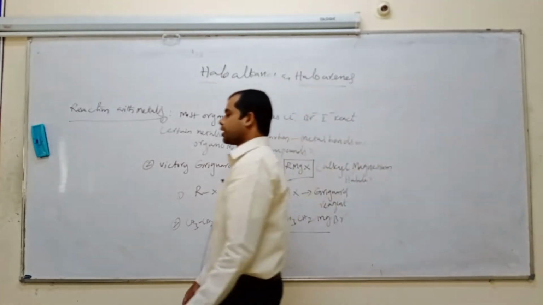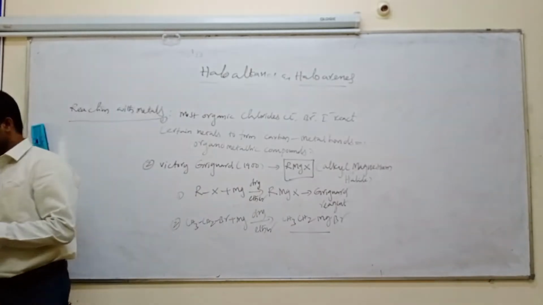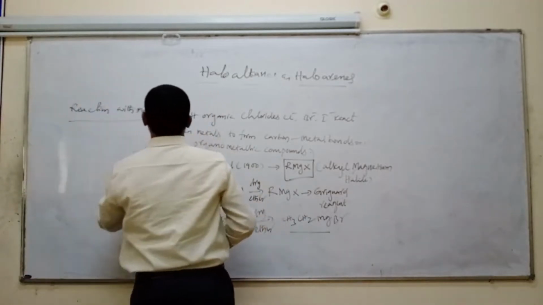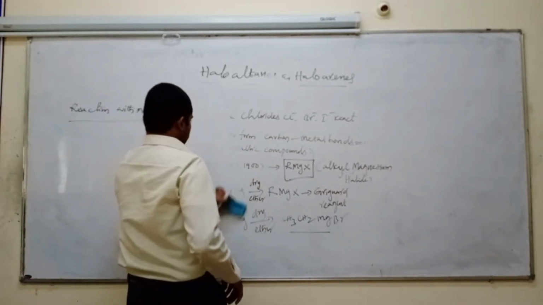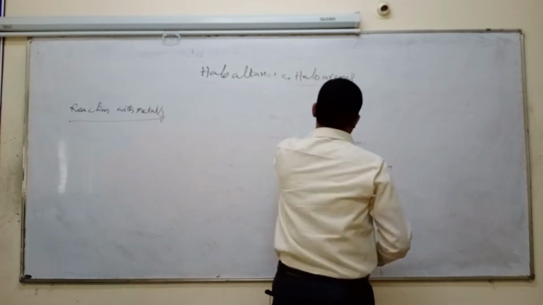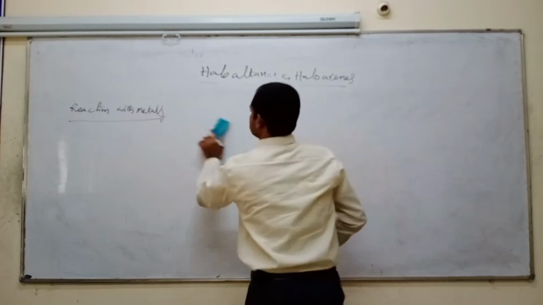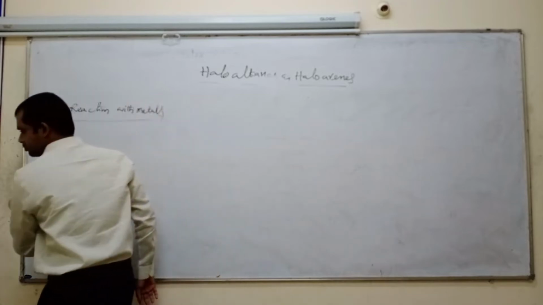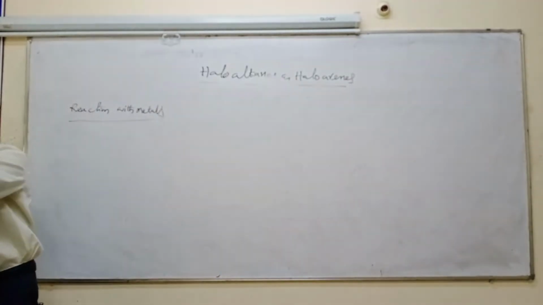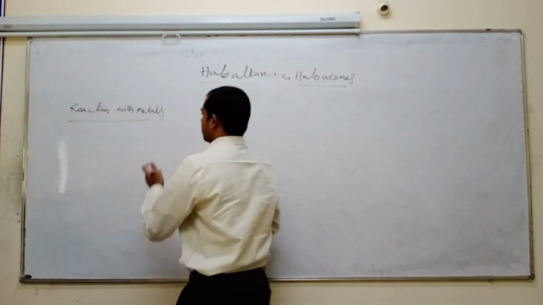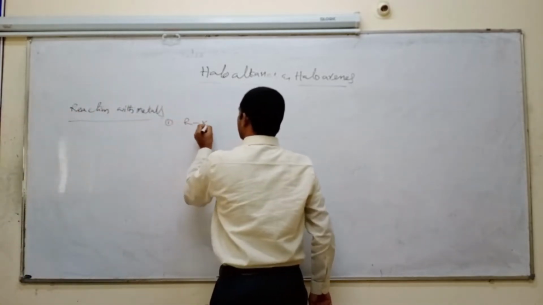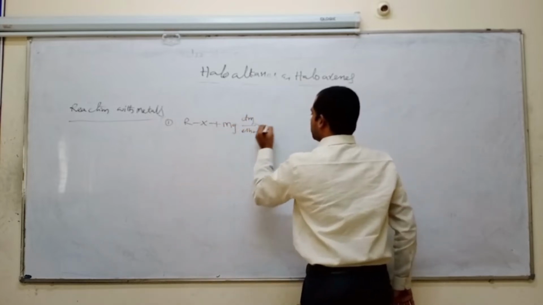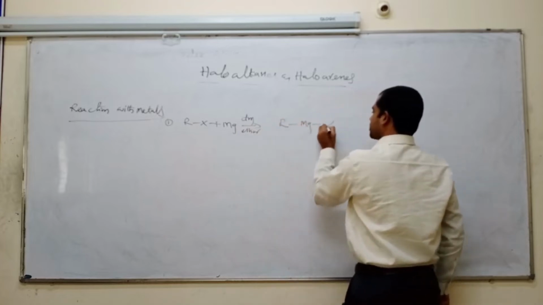Now let us see in general how it forms. An alkyl halide reacts with magnesium in the presence of dry ether to give the Grignard reagent RMgX.